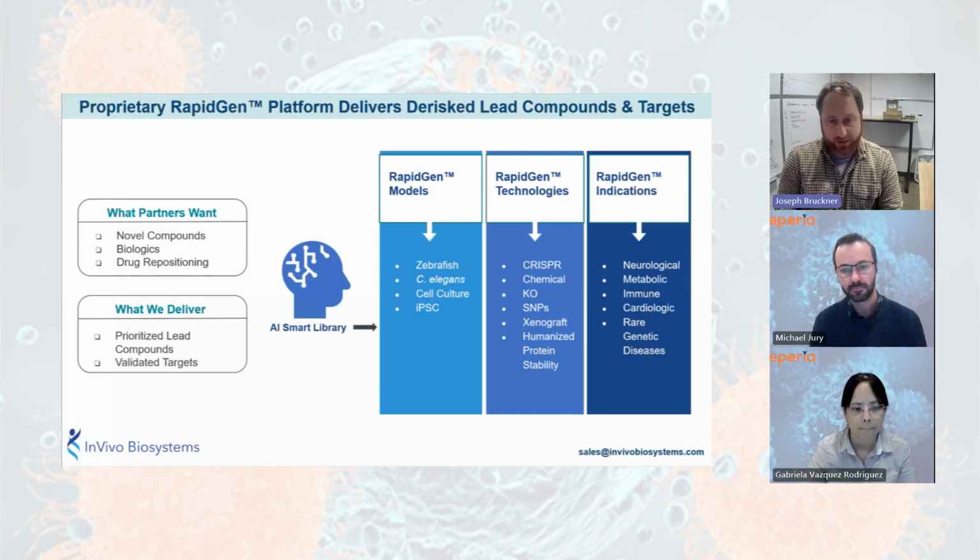So wanted to call out that our specialty is alternative models. So at InVivo, we work not only with zebrafish, but also with C. elegans. And we have cell culture and induced pluripotent stem cell capabilities through our partner, Scintillant. And then our platform has a number of patented technologies that we can apply to those models, everything from CRISPR knockouts or knock-ins, chemical treatments, gene humanization or protein stability studies. And then, of course, through our partner BioReperia, you'll hear a lot about how we can also do xenograft studies. And then we can use that combination of models and technologies to address a number of diverse indications for our clients. So that's everything from neurological to cardiologic indications.